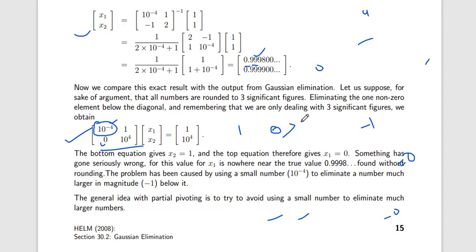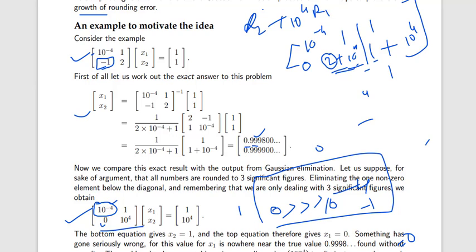0 is much greater than 10 raised to minus 4. So here we use partial pivoting in Gaussian elimination. Why? Because here, in the original equation, we have 10 raised to minus 4 and minus 1. 1 is greater than 10 raised to minus 4. 10 raised to minus 4 means 0.0001. So 1 is much larger than this value.